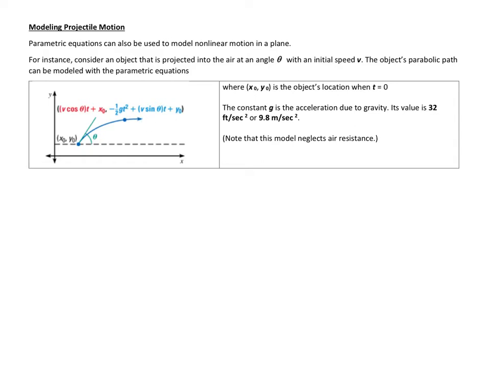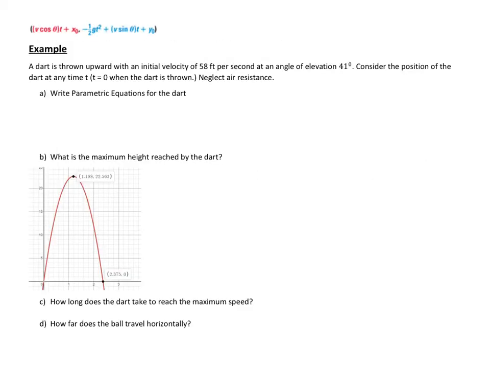One thing I want you to note here is the gravity, and it's given as 32 feet per second squared or 9.8 meters per second squared. So this will depend on what units we are going to use. In the next example you'll see me using feet, so you're going to see me using 32 for gravity. So let's move on.